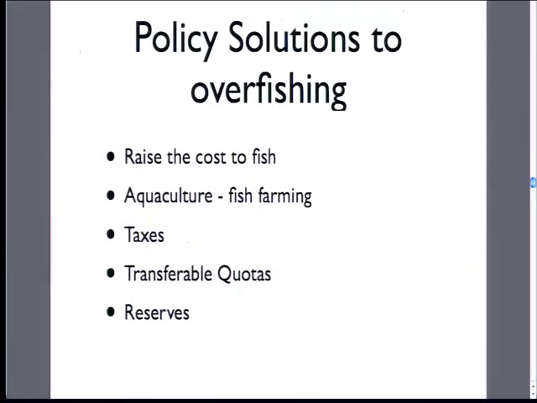So what are the policy solutions? So in the past, there's been raise the cost to fish. Okay? There's been let people fish less of the time. There are certain fisheries that get to the point where they're only allowed to go out one day. Or there's fisheries in Alaska where they open up the fishery for a few hours, right?